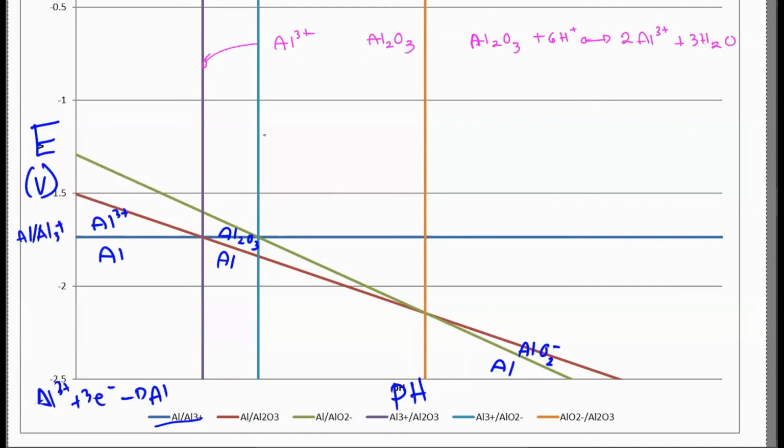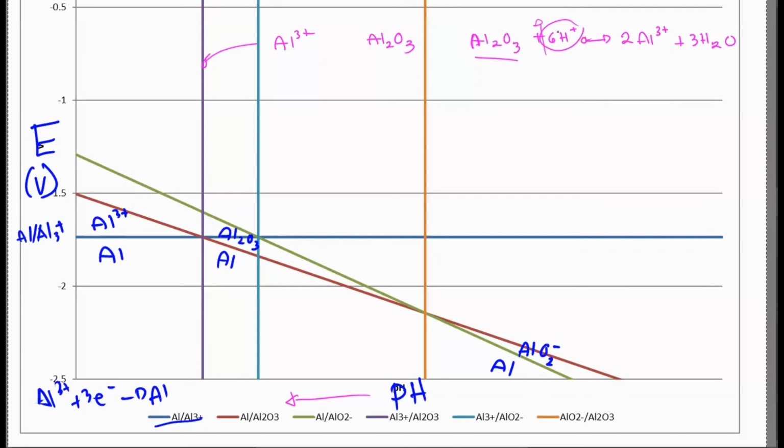To know whether our species are on the left or right side of the line, we have to look at this hydrogen here. The hydrogen concentration is related to our pH. If we increase the concentration of hydrogen, we're actually moving to a lower pH. Remember, pH less than 7 is acidic and pH greater than 7 is basic. It's a bit reversed, which is confusing.